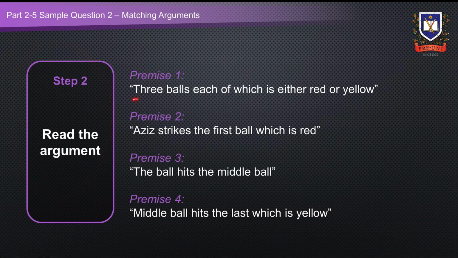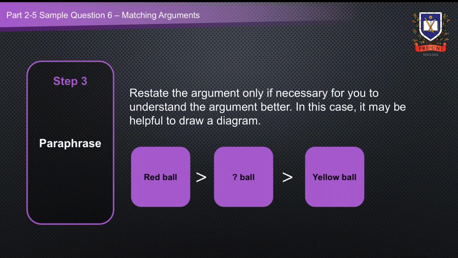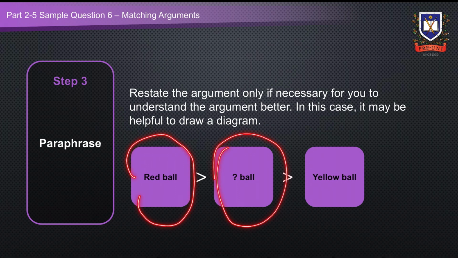The next step is to read the argument and identify the premises. Premise 1 is 3 balls, each of which is either red or yellow. Premise 2 is Aziz strikes the first ball, which is red. Premise 3 is the ball hits the middle ball. And premise 4 is the middle ball hits the last ball, which is yellow. Step 3 is to paraphrase the argument if you need to understand the argument better. In this case, it may be helpful to draw a diagram, which is drawn down below. The red ball will hit an unknown colored ball, which will hit a yellow ball.